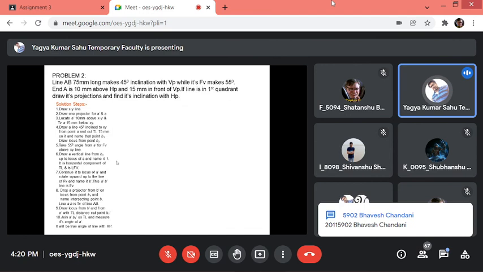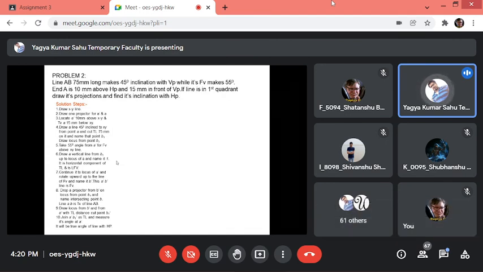So which inclination is this? What is the name of this inclination? 45 degree: alpha, beta, theta, phi? Which angle is this? Is it alpha? Is it beta? Is it theta? Is it phi? Line inclined to VP, phi. Yes or no? Yes, sir.